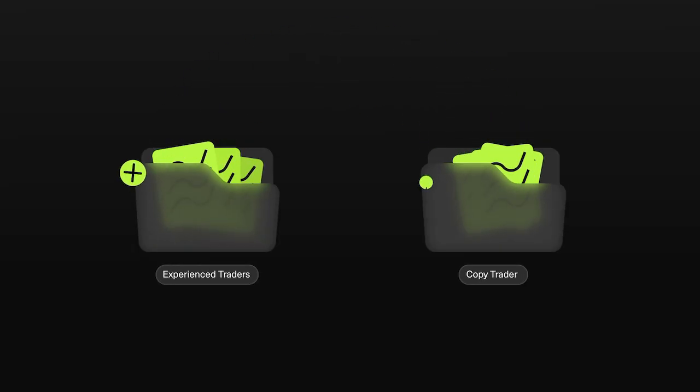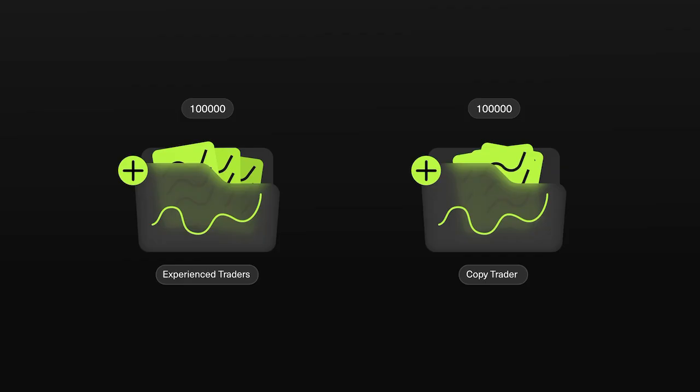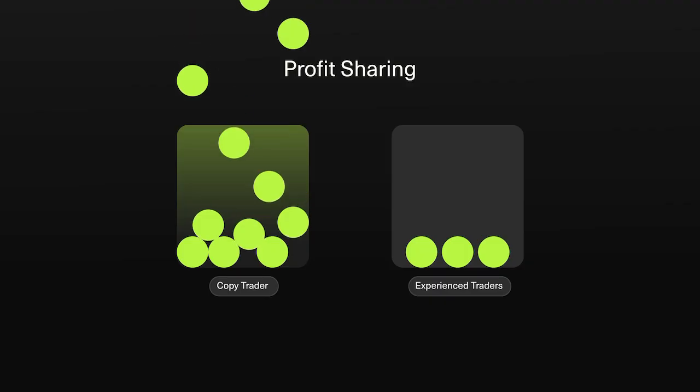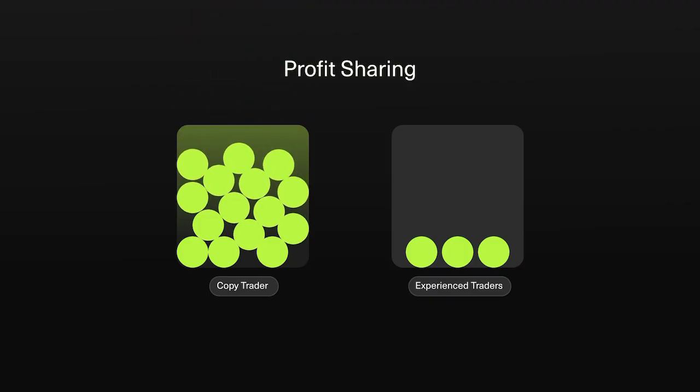Copy trading lets you automatically follow futures trades from experienced traders. When a lead trader opens or closes a position, the same trade is executed in your account in real time. Followers gain access to established trading strategies. Lead traders earn a share of followers' net profits. Both sides participate in the same market moves.